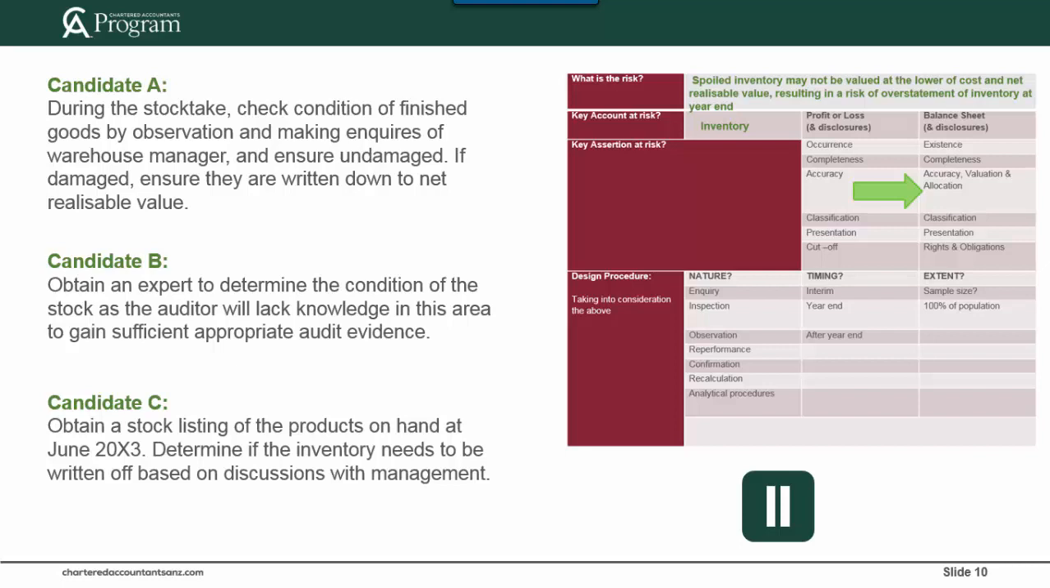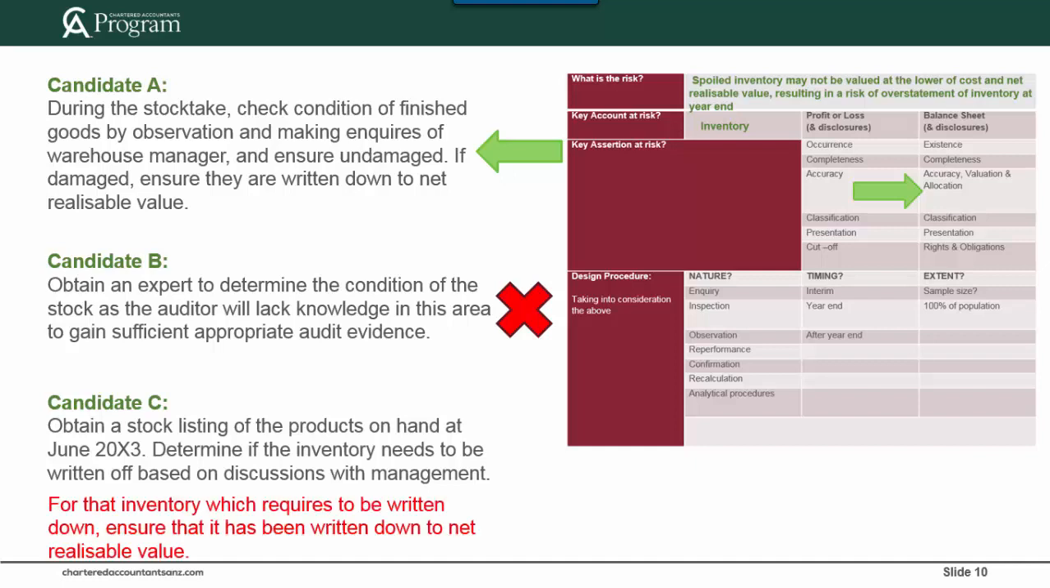So let's check your answer. If you selected candidate A, well done. Candidate B's procedure is not a procedure. Purely obtaining an expert is not a procedure. On the other hand, outlining what work will be performed as a result of the expert's work may be a more applicable procedure, but this is not what is being shown here.